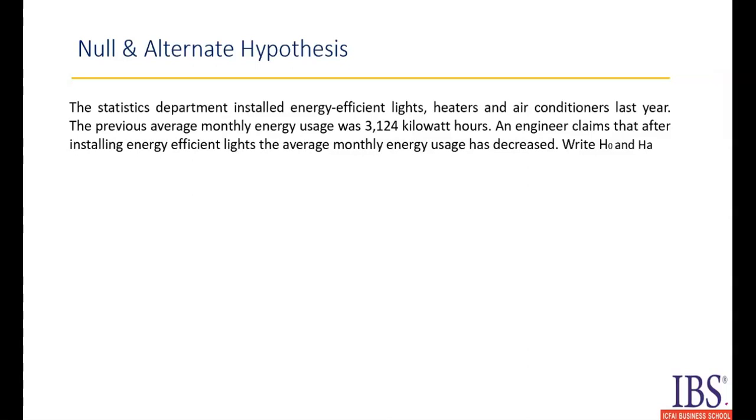Write H0 and HA. We write our null hypothesis in terms of H0, which is equal to 3124 kilowatt hours. It means that the mean average usage is 3124 kilowatt hours. This is our null hypothesis because it is currently what is happening. This is the default position that everyone thinks, that the usage is the same as it is and there is no change. It is a number which is currently accepted.